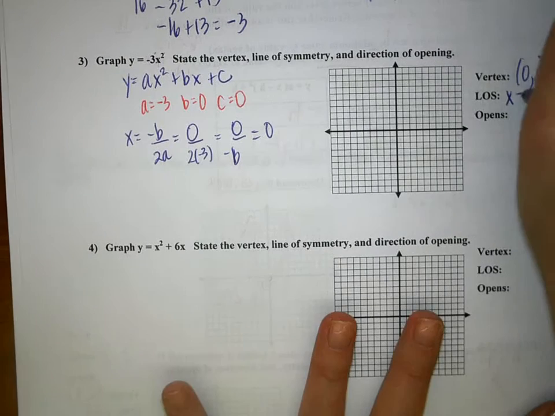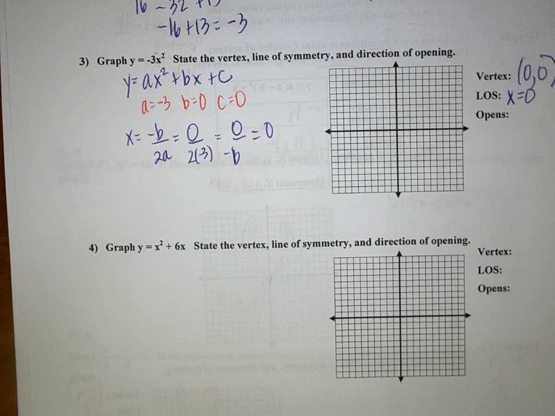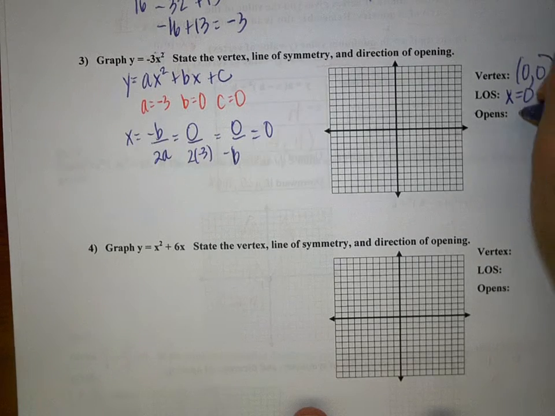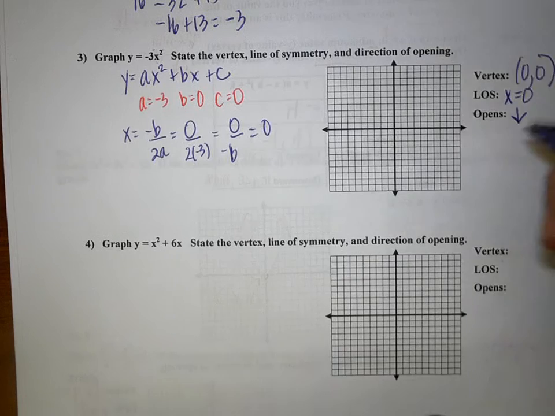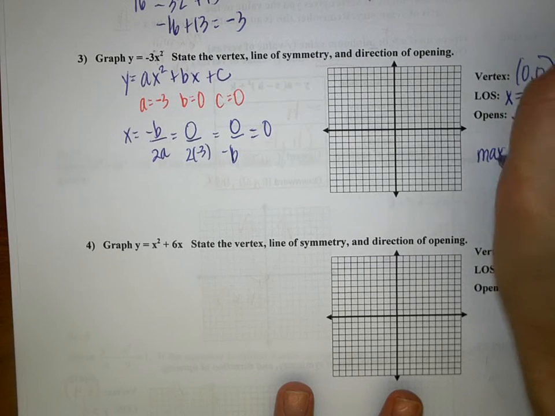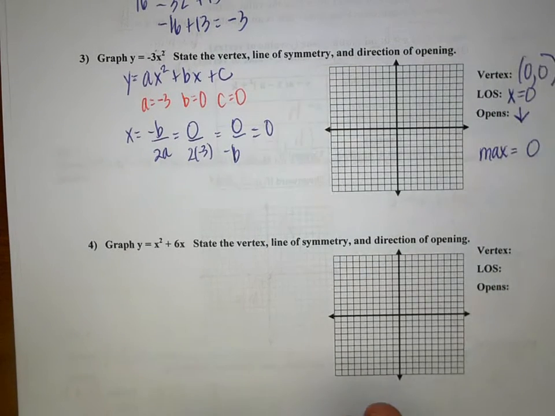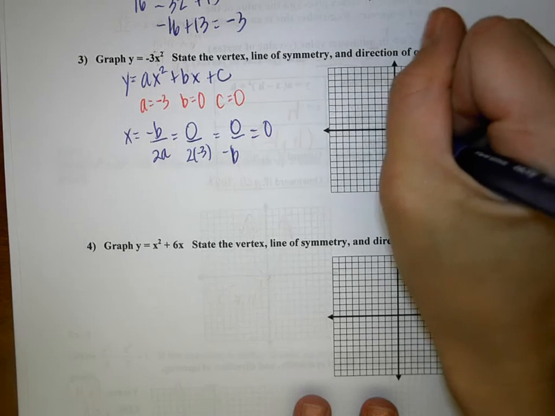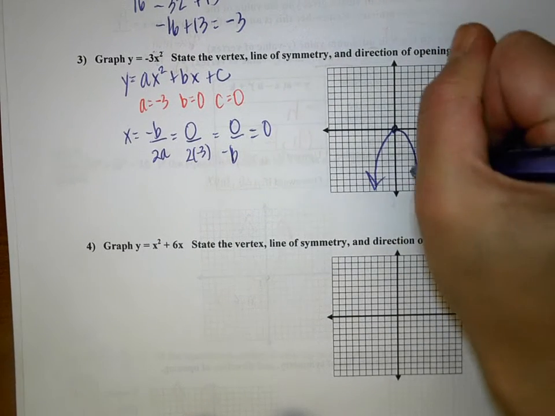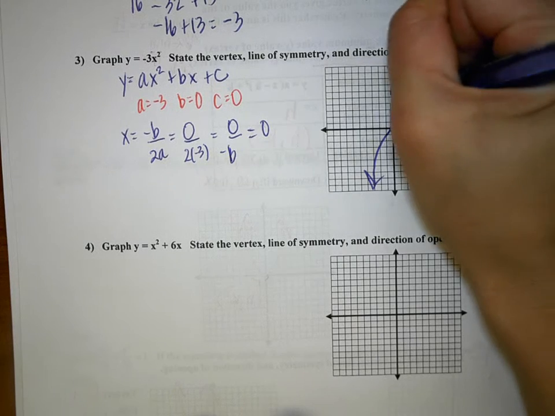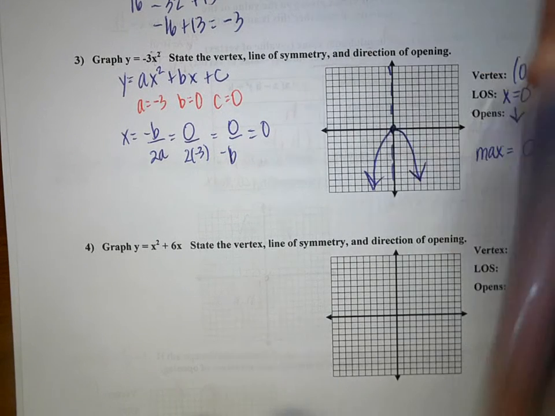Okay, so that means that my line of symmetry is what? X equals 0. In what direction is this going to open? Down. And since it's opening down, does it have a maximum or a minimum? Maximum. And what is my maximum value? 0. Okay, so we go to 0, 0. We make our point. And you said the graph is going down, so it goes down like this. And your line of symmetry is right there through 0, 0.